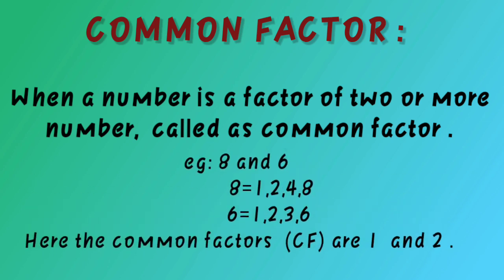For example, 8 and 6. What are the factors of 8? 1, 2, 4, 8. And the factors of 6 are 1, 2, 3, 6. Here, the common factors of 8 and 6 are 1 and 2. So now you understand what common factors are.